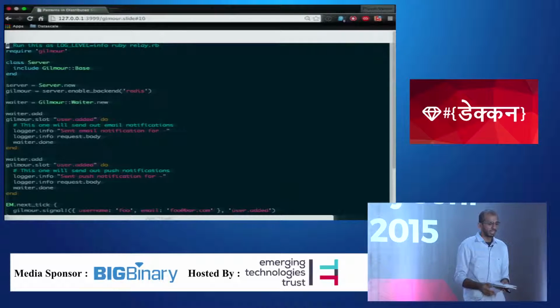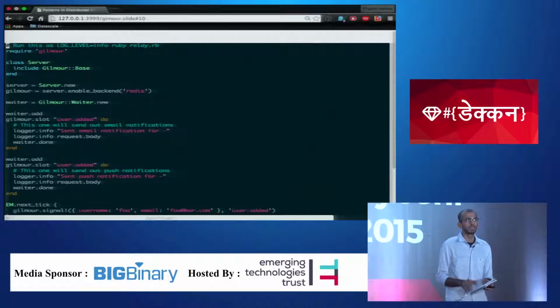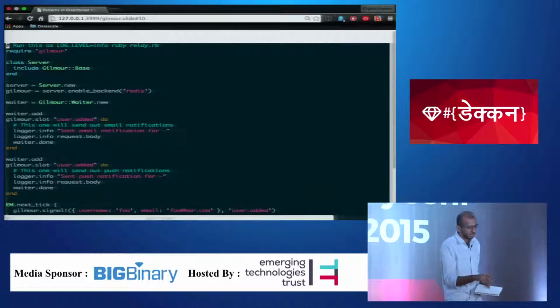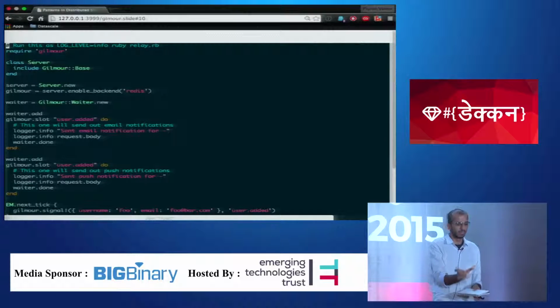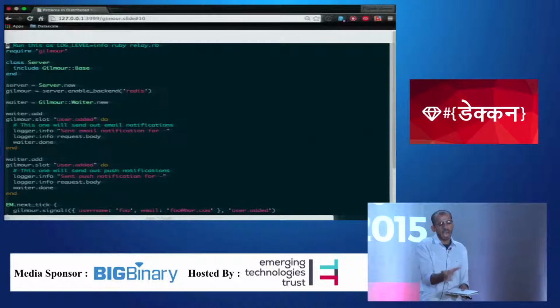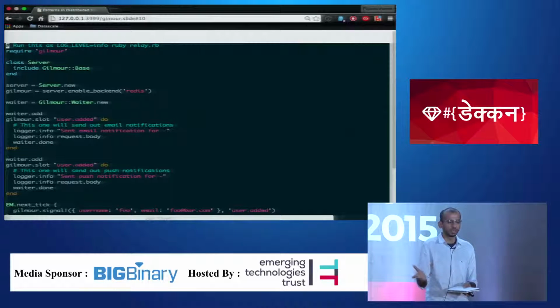In the last line, you see, every time you encounter EM in the Gilmour code, it's based on EventMachine. I'll cover that part later. I think I skipped that. So Gilmour.signal sends out a signal with a data format, which says such is the hash that will be submitted to the user.added topic. Now, whosoever is responsible for user.added takes care of it.